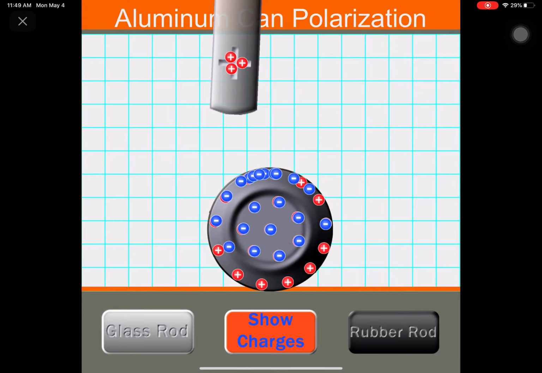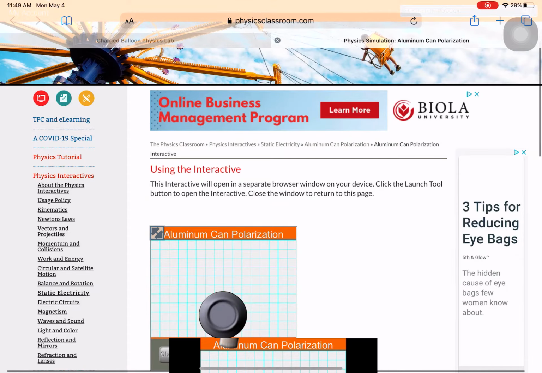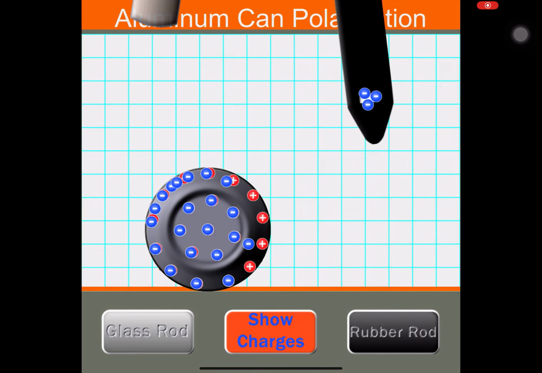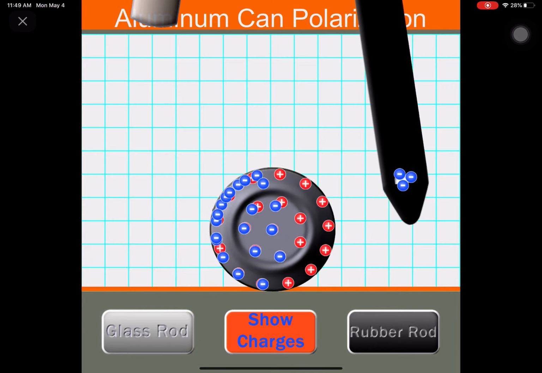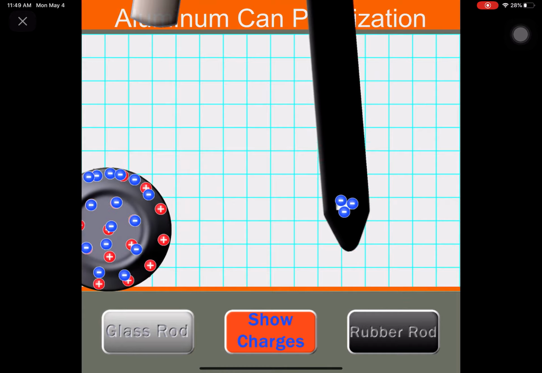Okay, let's look at the rubber rod. Let's just get the positive one out of there. There it is. Okay, notice how the electrons are now being repelled.